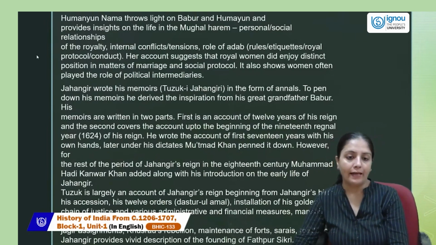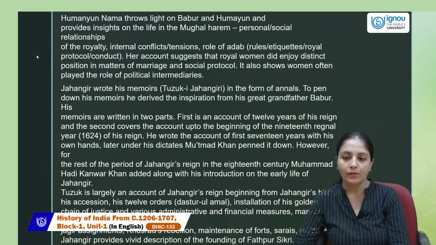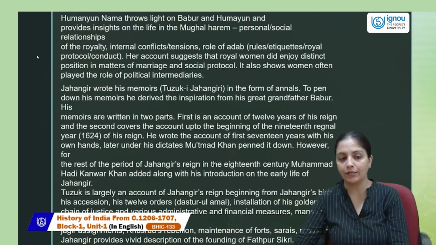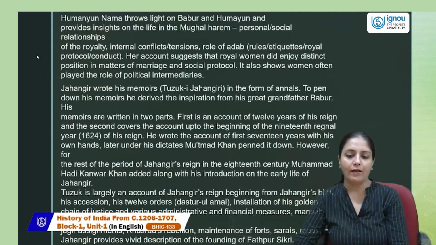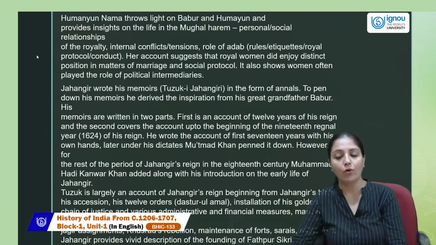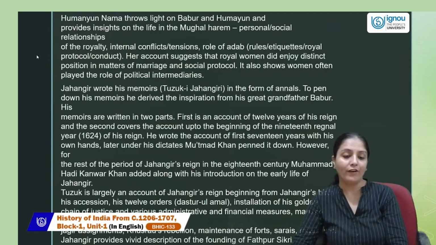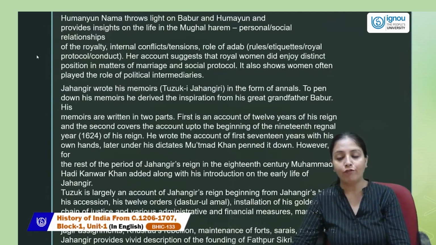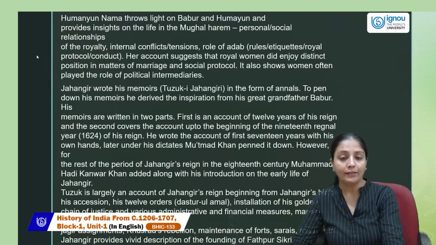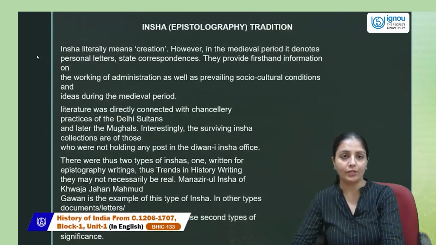Tuzuk is largely an account of Jahangir's reign, beginning from Jahangir's birth, his accession, and his 12 orders, meaning Dastur ul Amal, the installation of his golden chain of justice, and various administrative and financial measures, mansab and jagir assignments, and the Khusro rebellion, maintenance of forts, sarais, roads, etc. Jahangir provides a vivid description of the founding of Fatehpur Sikri. Everything was written over there in the Tuzuk-i-Jahangiri.